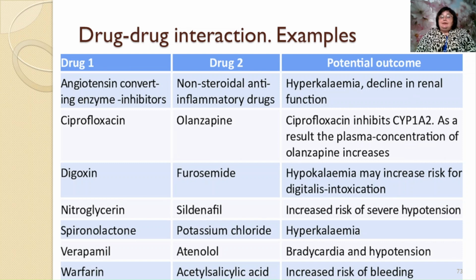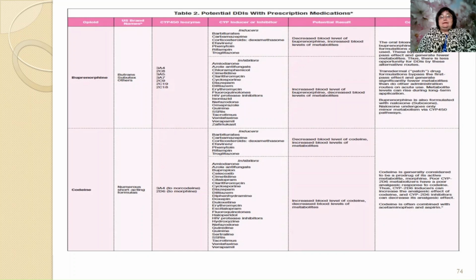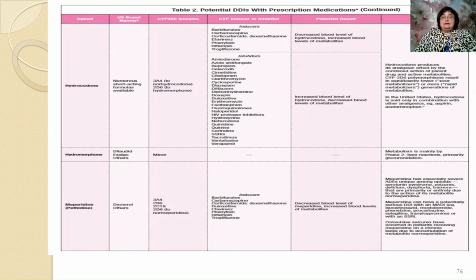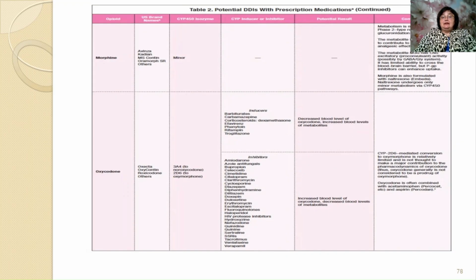Nitroglycerin and sildenafil: increased risk of severe hypotension. Spironolactone and potassium chloride: hyperkalemia. Verapamil and atenolol: bradycardia and hypotension. Warfarin and acetylsalicylic acid: increased risk of bleeding. We see too many potential drug-drug interactions with prescription medication, and I am paying your attention to how many there are.